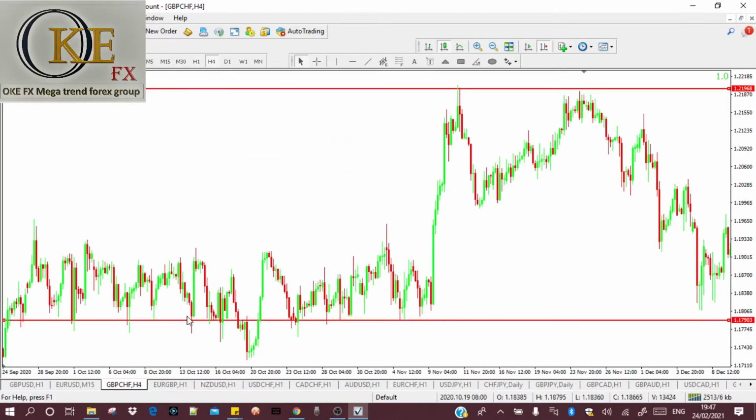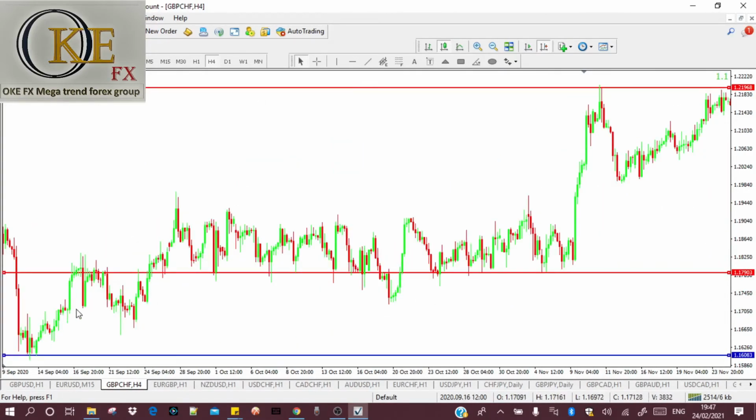Now notice this. Can you see this? I just drew this. When I drew it, can you see? This was a previous resistance line, now turned support. Can you see how it kept holding? Although the price was ranging within that period, but it held it.